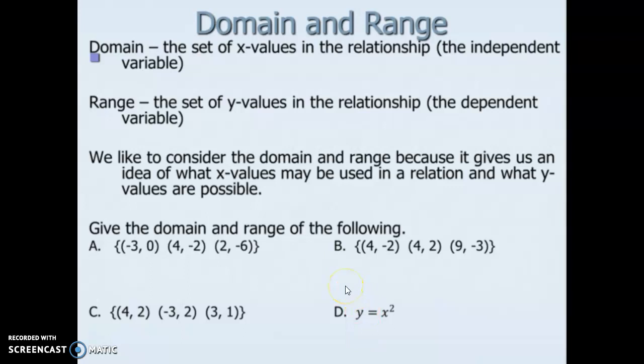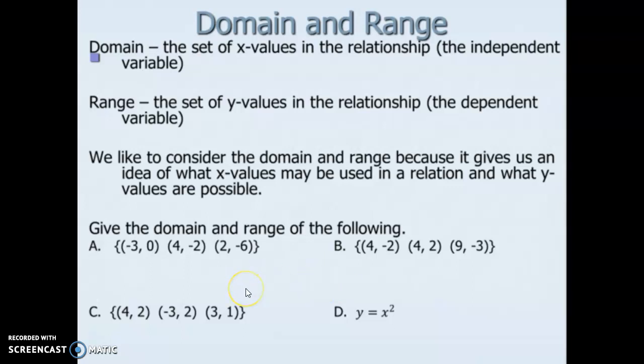Remember, domain is your x values or your input or your independent variable, whereas your range is your y values, your output, or the dependent variable. We tend to consider the domain and range because it gives us an idea of what x values will actually work in the function and what y values are possible. If I'm trying to graph it, I need an idea of where it's going to show up so I can make sure that my window is set to accommodate that.